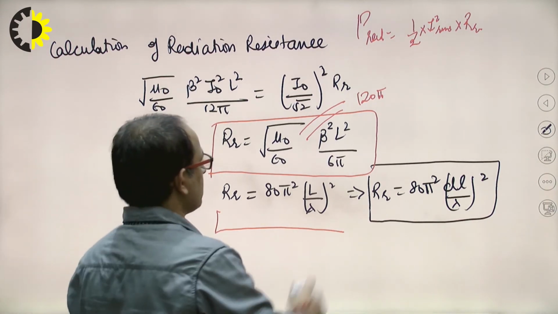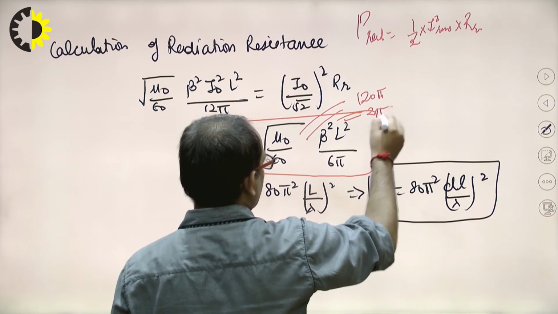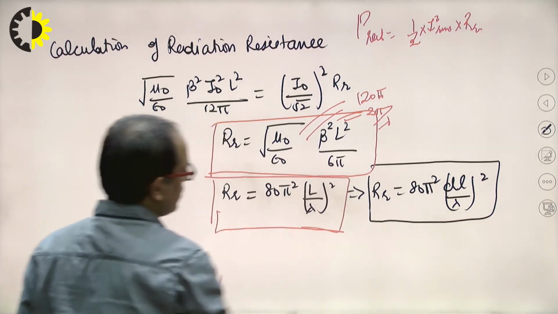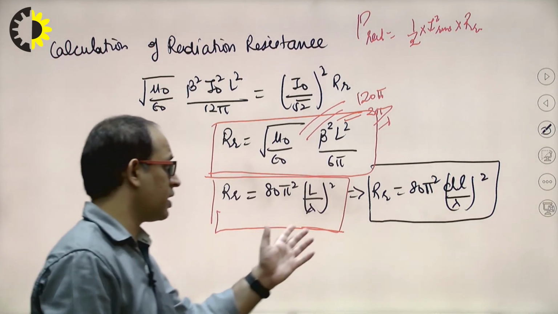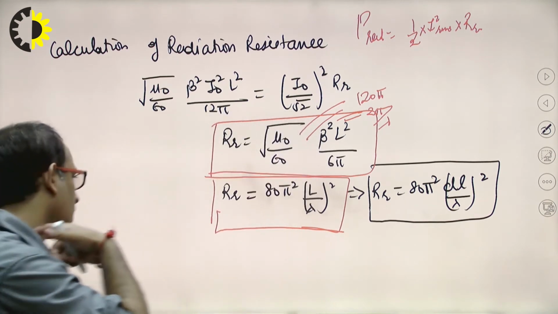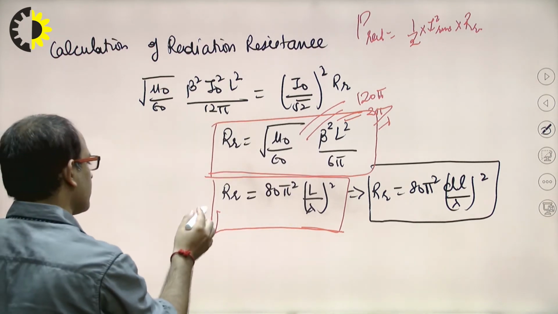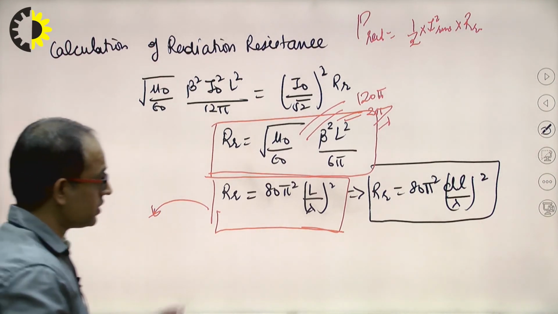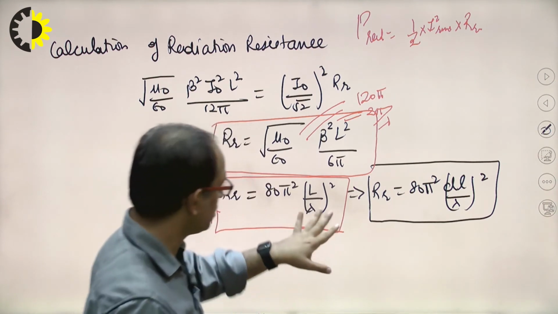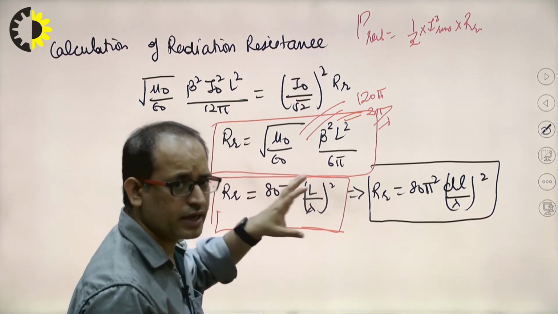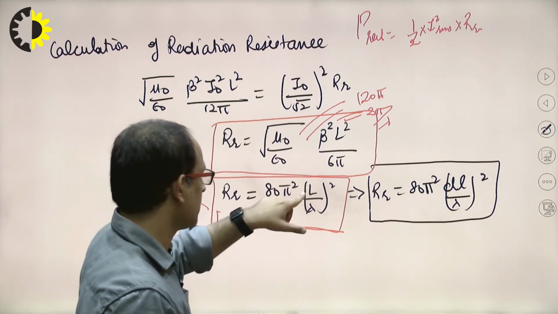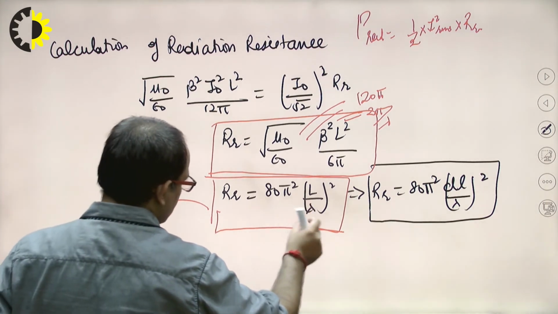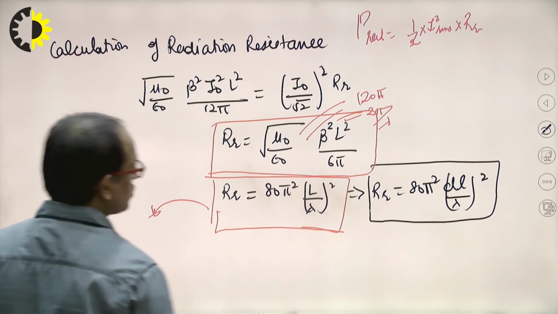and beta equal to what? Beta is equal to 2 pi by lambda. So we will get radiation resistance equal to 80 pi square L square divided by lambda square. Now see, this is the radiation resistance of a dipole, not of a short electric dipole. This depends on the length of the dipole. Clear? Remember, this one is the radiation resistance of a dipole, not of a short electric dipole.